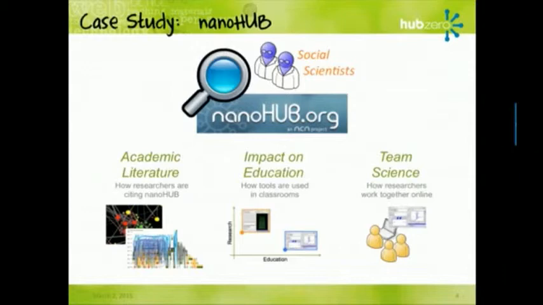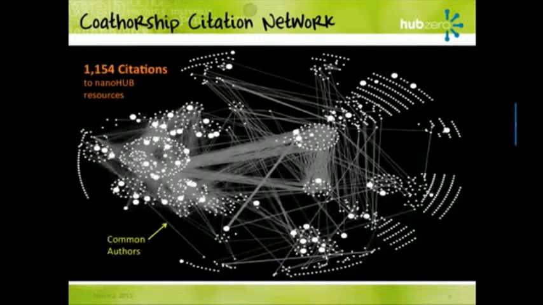And then finally, think of nanoHUB as a place where you do team science. So we can show you a little bit of that too. Starting with the academic literature, they have a team on nanoHUB that's gone out and scrubbed Google Scholar and found more than 1,100 citations that people have been able to find in the academic literature. And this is kind of the co-authorship citation network.